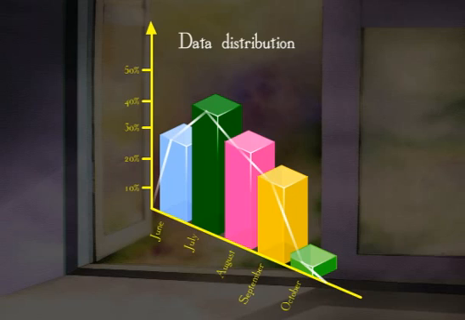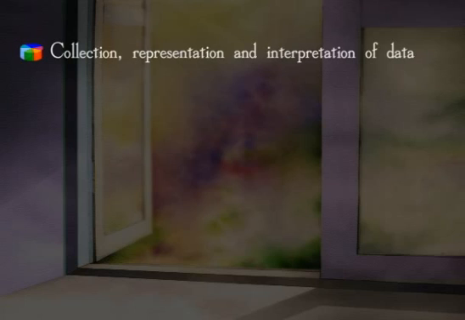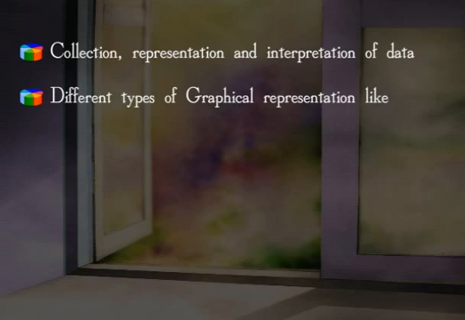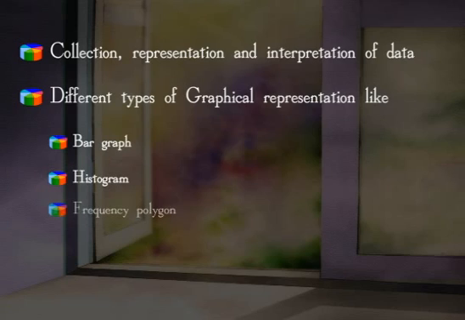Let us start a journey through this chapter where we will explore collection, representation, and interpretation of data. Different types of graphical representation like bar graph, histogram, and frequency polygon. You will also learn measures of central tendency, which are mean, median, and mode. I'm sure you would like to study this chapter as statistics is widely used in your day-to-day life.